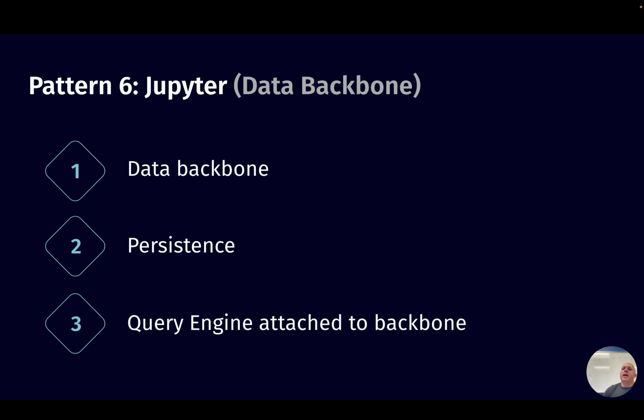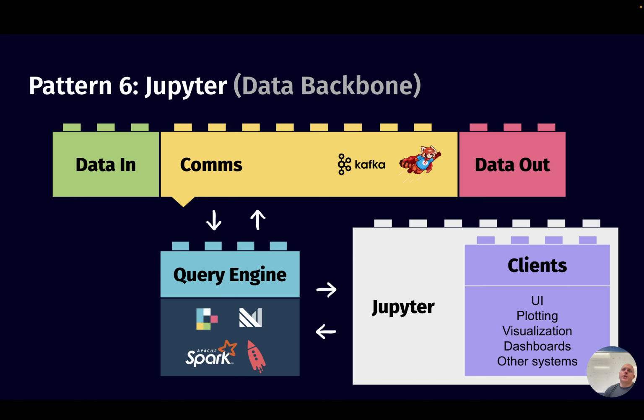The next more complicated case is we have Jupyter, but we have a data backbone with persistence, and we have a query engine attached to the backbone. So that case would look like this. Here you have Jupyter. Inside Jupyter, you have a client, and that client talks to your query engine, which is communicating with your Kafka or Redpanda backbone. And if you have a large team environment with Kafka set up, this is typically how you would do Jupyter.